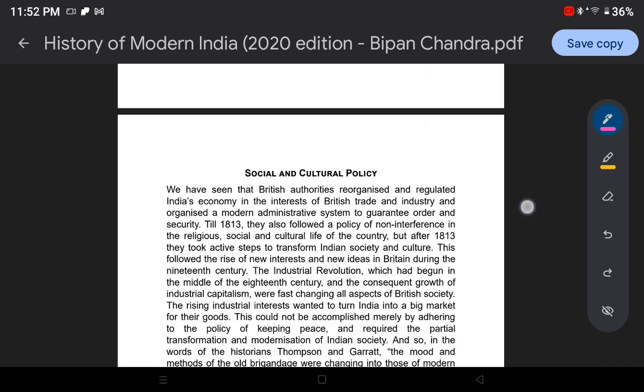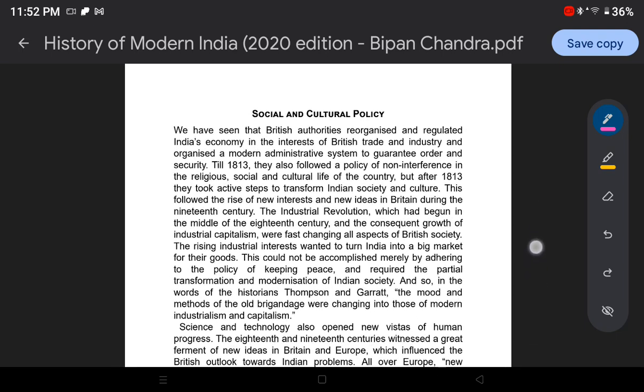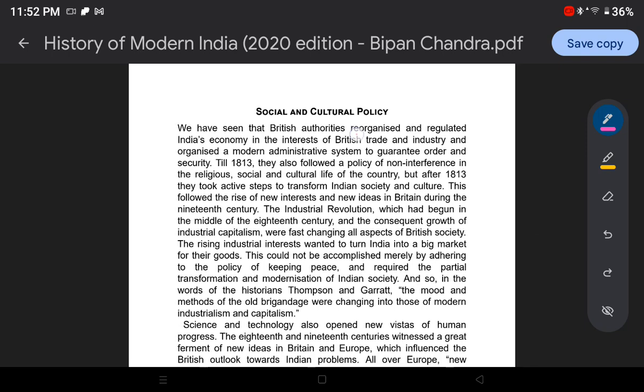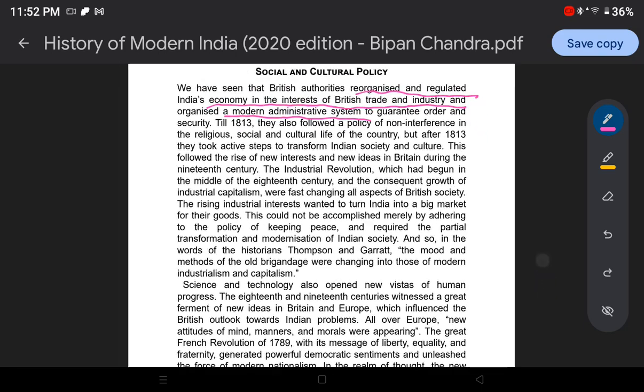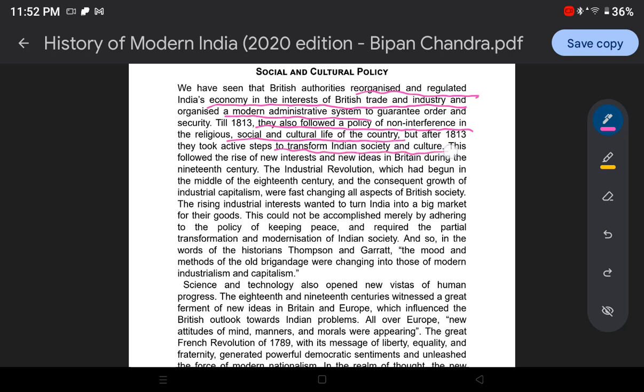Then social and cultural policy. We have seen that British authorities reorganized and regulated India's economy in the interest of British trade and industry and organized a modern administrative system to guarantee order and security. Till 1813, they also followed a policy of non-interference in the religious, social, and cultural life of the country. But after 1813, they took active steps to transform Indian society and culture.